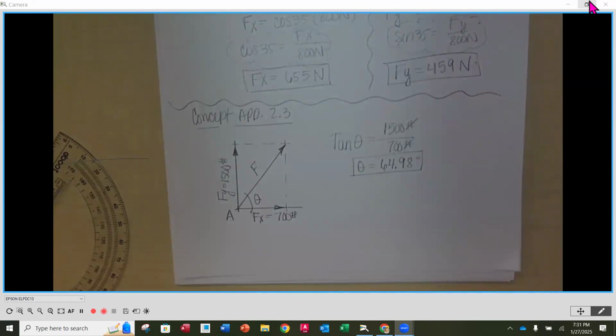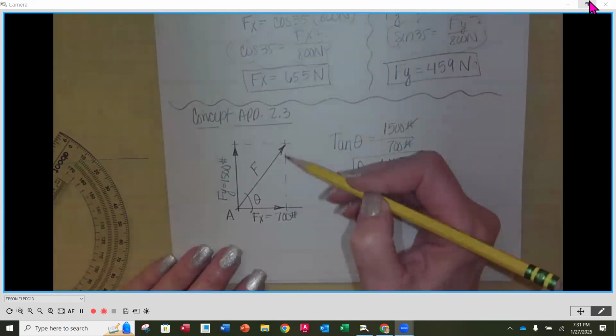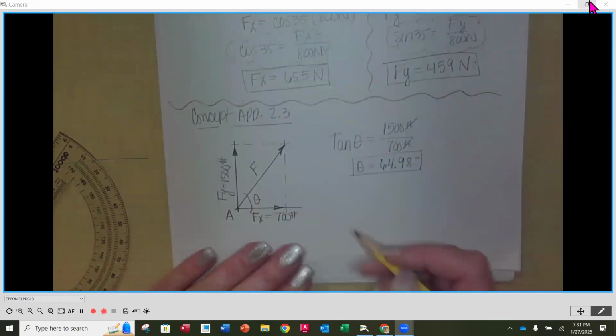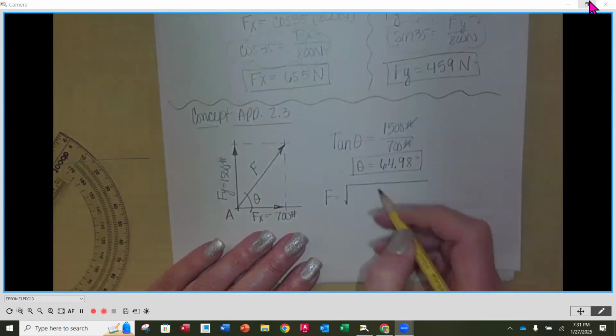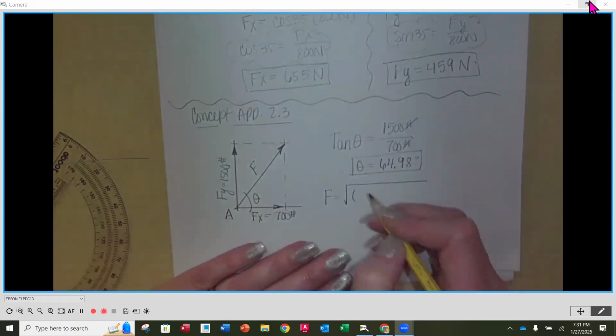Okay, and now we want the magnitude of F. How are we going to calculate that? We can use Pythagorean theorem. Exactly, Jesse. Yes, we have a right triangle, so we know the two legs, right? So we can say F is equal to the square root of Fy squared plus Fx squared. You can put this in either order.